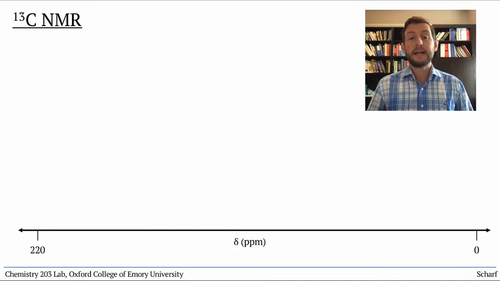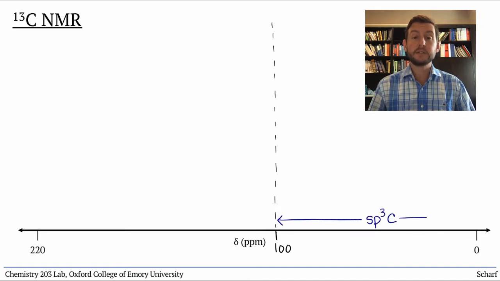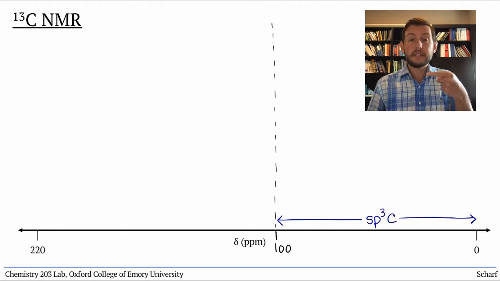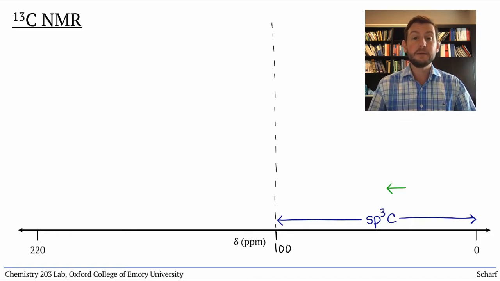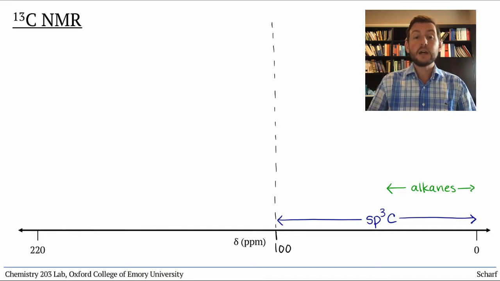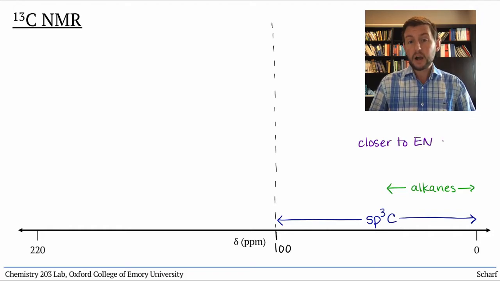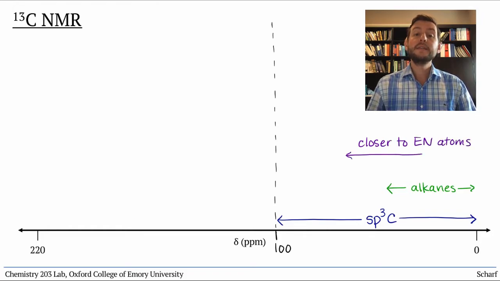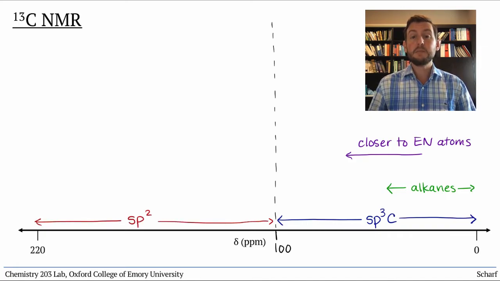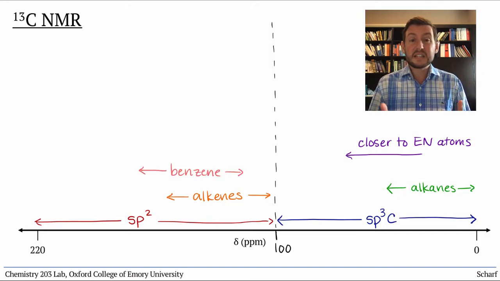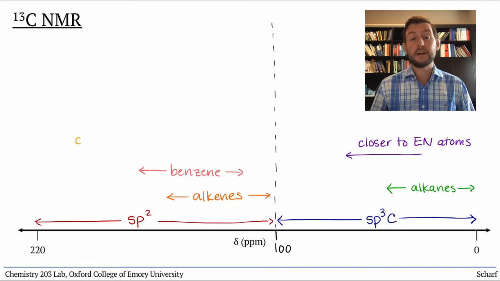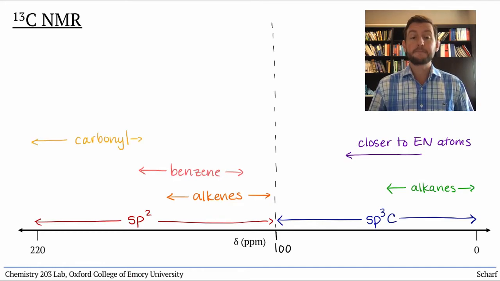The spectrum can generally be divided into two main regions. From about 0 to 100 ppm are sp3 hybridized carbon atoms, and above 100 ppm are sp2 hybridized carbons. Within each region, proximity to electronegative atoms tends to cause a peak to be more downfield. So alkane carbons are typically below 50 ppm, while sp3 carbons bonded to halides, nitrogen, or oxygen are further downfield. Within the sp2 region, alkene carbons are typically between 100 and 150 ppm, the carbons in benzene rings between 120 and 160 ppm, and carbonyl carbons much more downfield, typically well above 160 ppm.